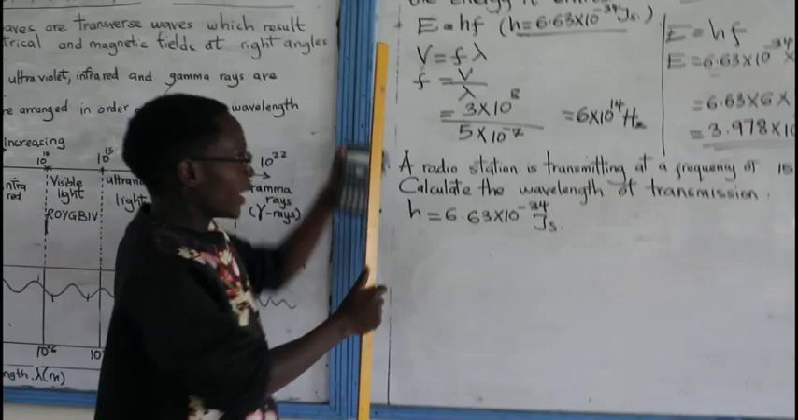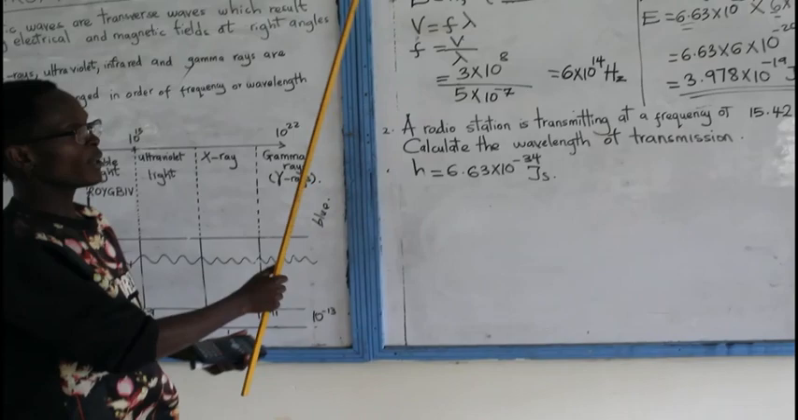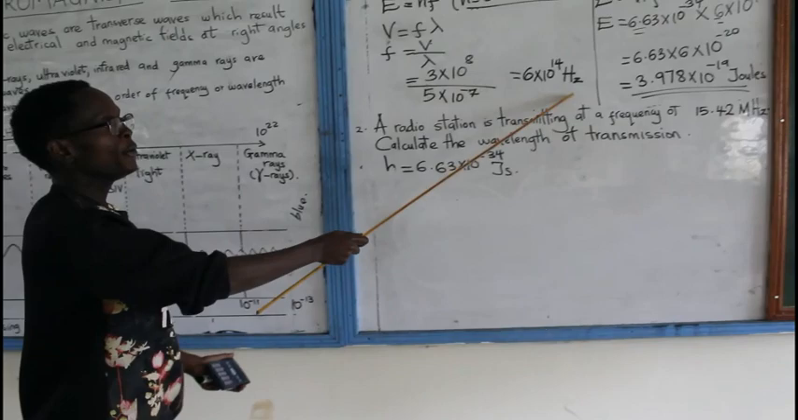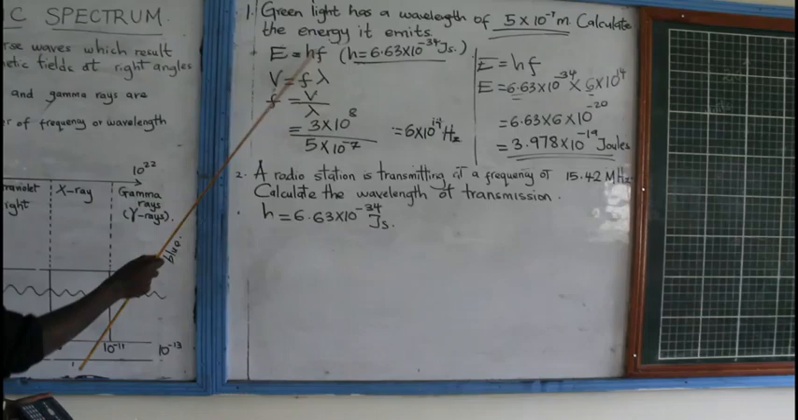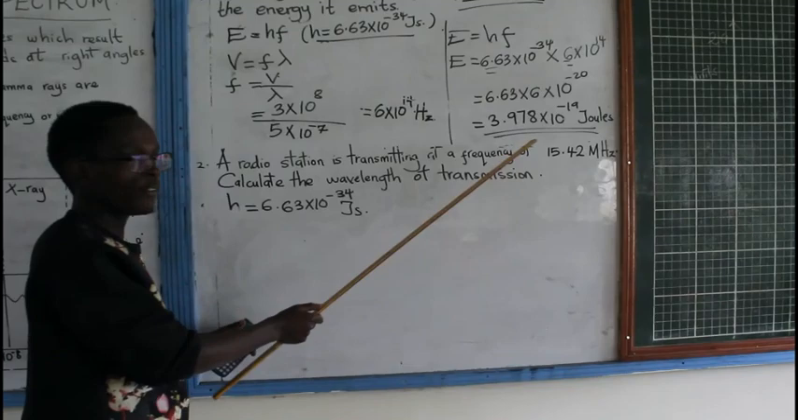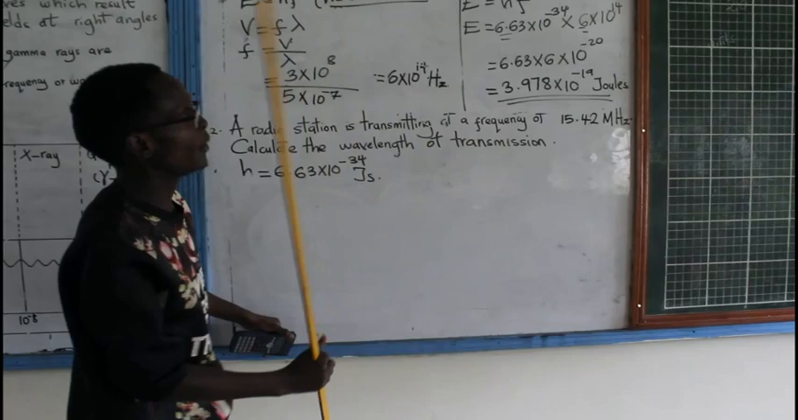So the first step, we needed to find the frequency. And from the formula V equals F lambda, we found our frequency is 6 times 10 power 14 hertz. Then we needed to use this frequency and substitute it here to find the energy, whereas they've given us the value of h. And that's what we did, and we found our final answer coming to 3.978 times 10 power negative 19 joules.